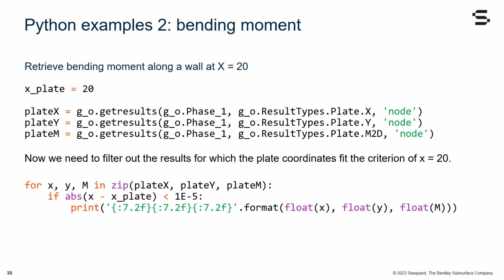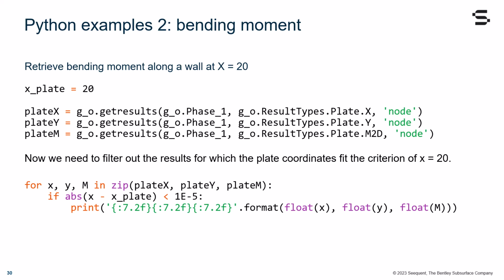In the second example, we will see how to retrieve bending moments along a wall at x equal to 20. First, we need to define a variable and assign the value 20 to it. Then we can run the getResults command for each coordinate and the M2D, which is the result type for the bending moment in PLAXIS 2D. With the same logic as before, we can use the zip function to loop over and zip the results together.